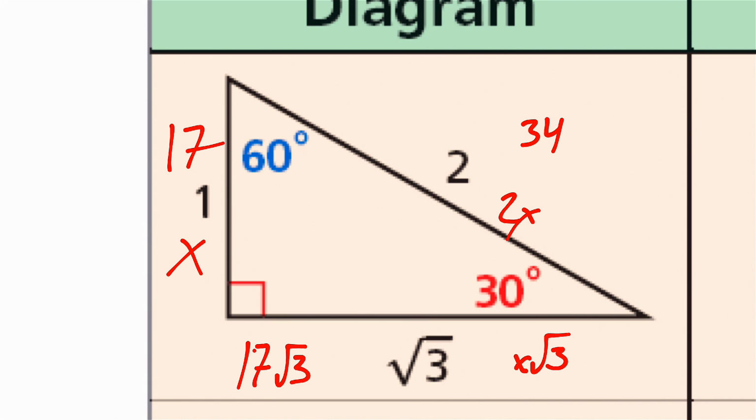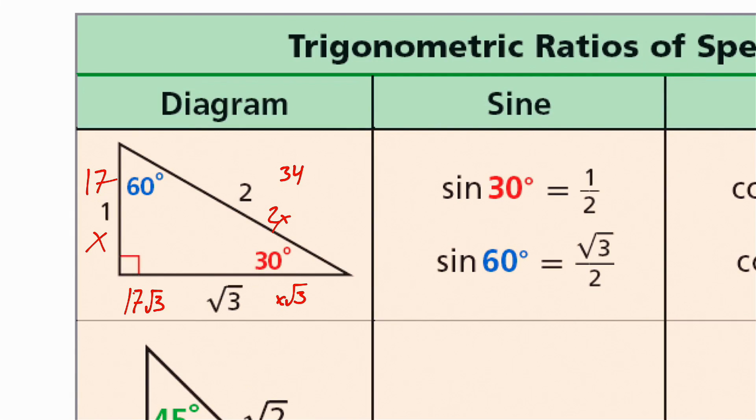Now, a couple things I want to focus on here. The sine of that 30 degree angle: the sine, if we're focusing on this, is the opposite, 1, divided by 2. 1 over 2. The sine of 60 degrees, so if we're focusing on this angle, that means the square root of 3 would be the opposite. So it'd be the square root of 3 divided by 2.